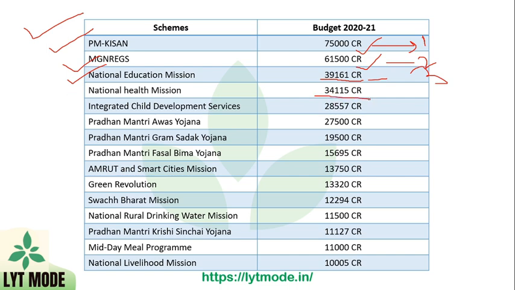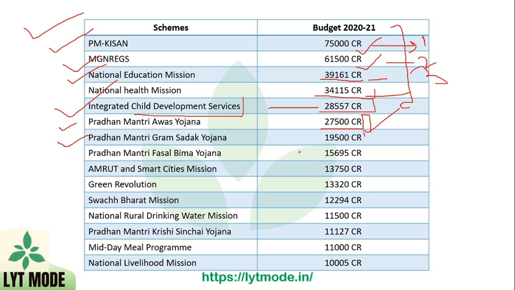The amount allocated to this scheme is 34,150 crore. The Integrated Child Development Services Scheme got 28,557 crore. These are the different amounts of the schemes which you have to note down, which you have to memorize for your exams. Next is Pradhan Mantri Awas Yojana, 27,500 crore allocated to this scheme.